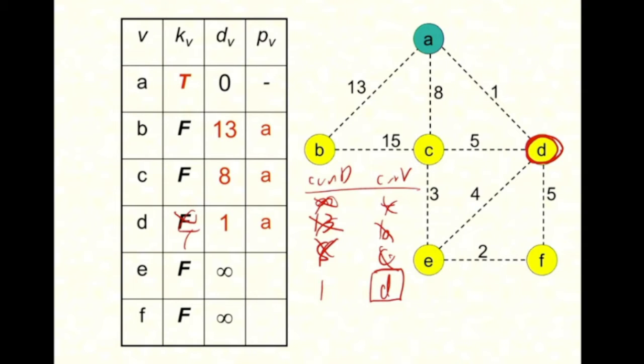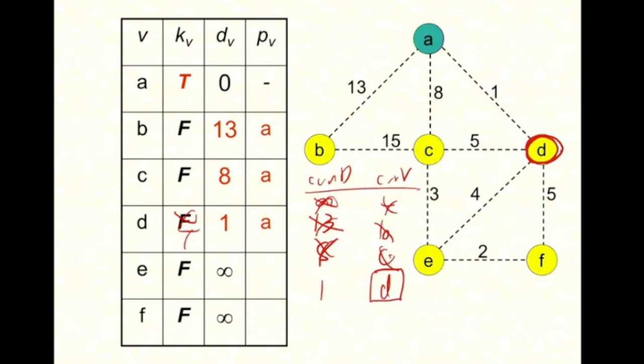Okay. All right, step 3, update the false ones. So A is true, leave it alone. B is false, and B is currently false 13. What's the distance from D to B? Infinity. Well, that's not better than 13. Don't update it. All right, how about C? C is false at 8. D to C is 5.